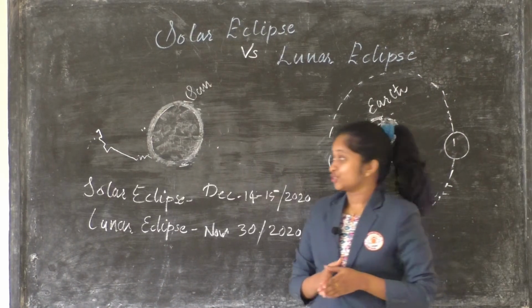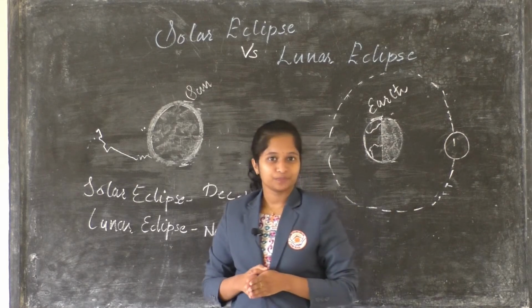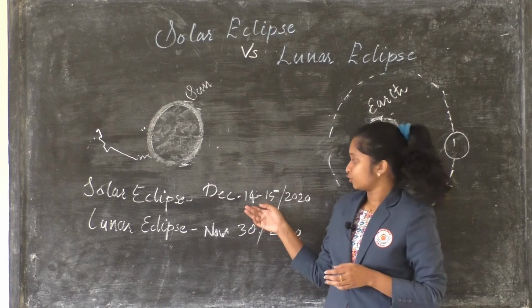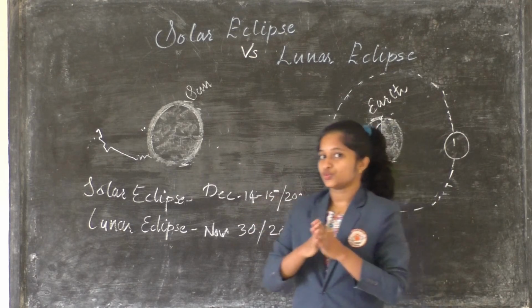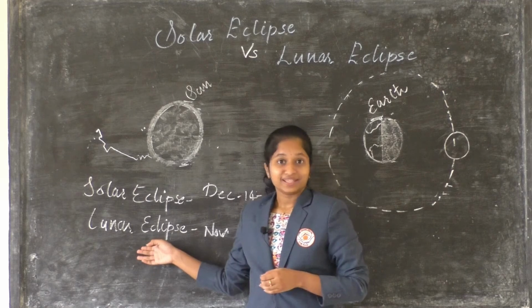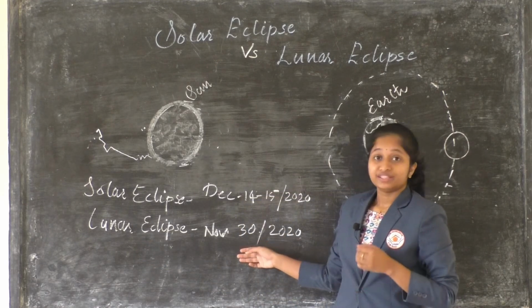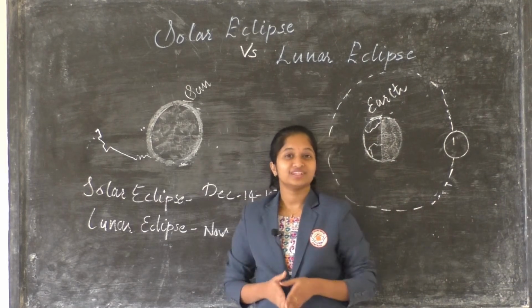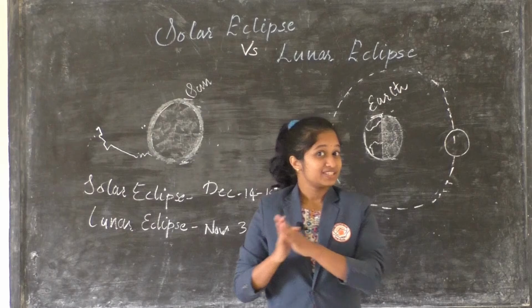So children, do you know when is our next solar eclipse and lunar eclipse? Next solar eclipse will occur on 14th and 15th of December 2020. And our next lunar eclipse occurs on November 30, 2020. So children, let us wait for this and watch it. Until then, be safe at home.